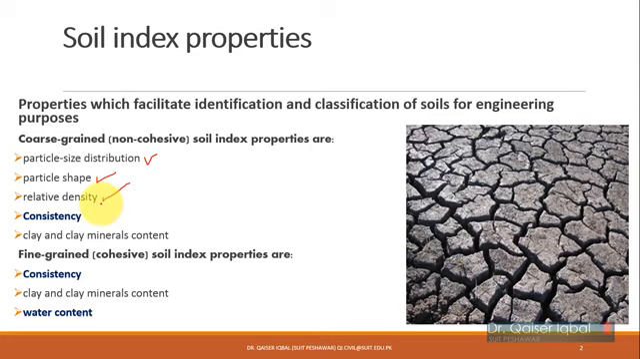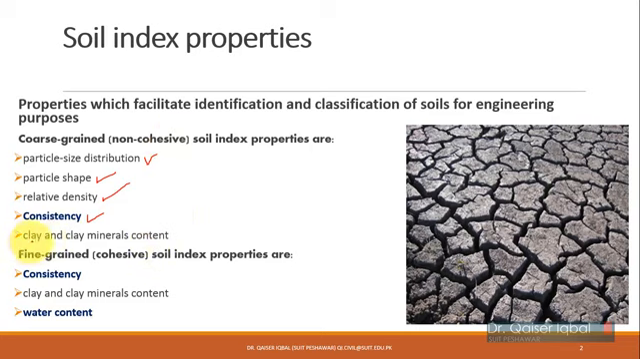Then the next important property is the consistency of the soil, which we will be discussing today. I will talk in detail about the consistency of coarse grain and fine grain soils in the coming slides. But based on consistency, you can say that a particular soil is different from another soil. Then we have clay and clay mineral content in the coarse aggregate or non-cohesive soil.